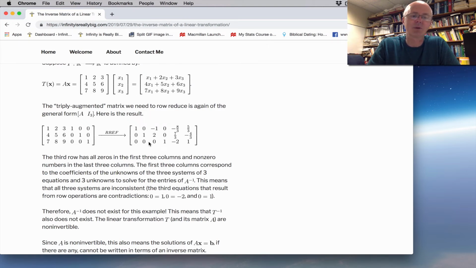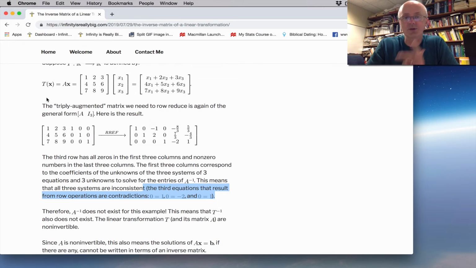You have a row of zeros for the first 3 columns here that represent the variables, the unknowns, and you've got non-zero numbers over here. And what that really means is you get inconsistent systems. For the third equations that result when you do the row operations, you get 0 equals 1, 0 equals -2, and 0 equals 1, which are contradictions. So that means when you do the derivation, assuming there's a solution, you get a contradiction, so there is no solution. A here, this matrix, is non-invertible.